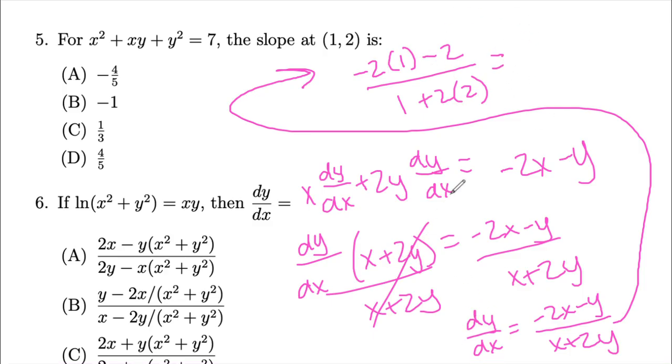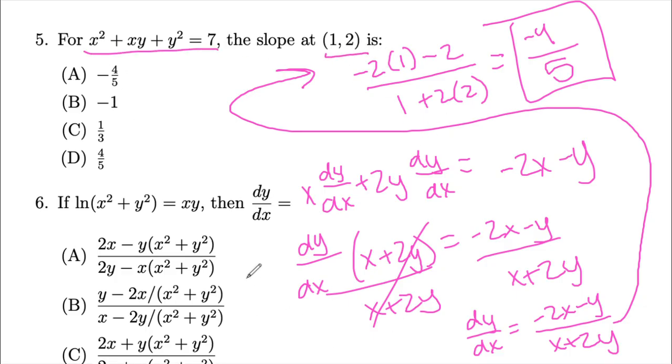Now let's simplify here. This would give me negative 2 minus 2, which is negative 4, in my numerator. And then this is just 1 plus 4, which is 5. So this represents the slope of this equation at this point, and the correct answer would be answer choice A.